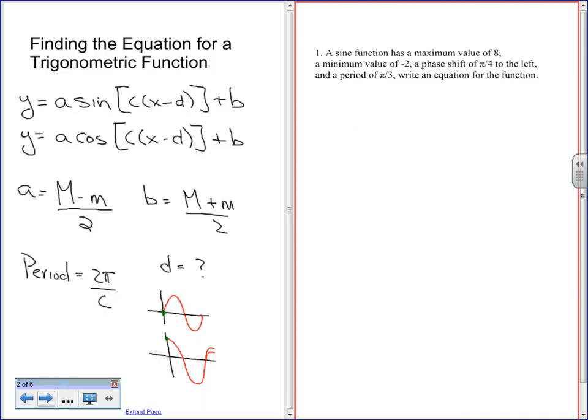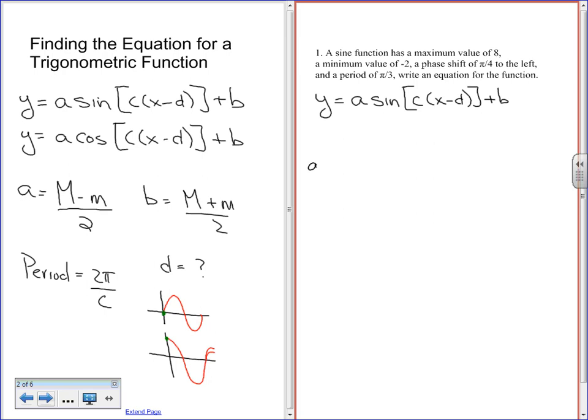Okay, so we'll start off with this one first. A sine function has a maximum value of 8 and minimum value of -2, a phase shift of pi over 4 units to the left, and has a period of pi over 3. Write the equation for that function. So I want to come up with a transformed sine function. So I need to identify the A, the C, the D, and the B parameters.